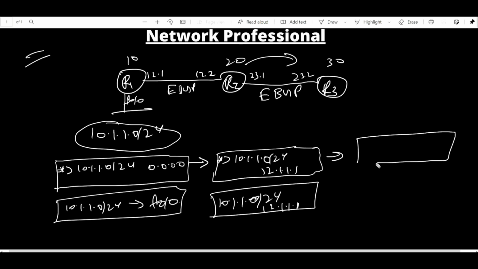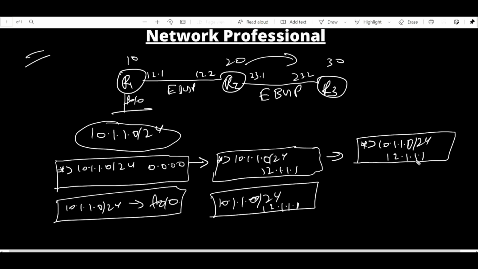So R3 will store this information in their BGP table like this: star, valid, 10.1.1.0/24, and next hop is 12.1.1.1. But now guys, understand, R3 is not reachable to 12.1.1.1. You are getting my point? So whenever a router will share prefix with their BGP neighbor, router will modify next hop, right?